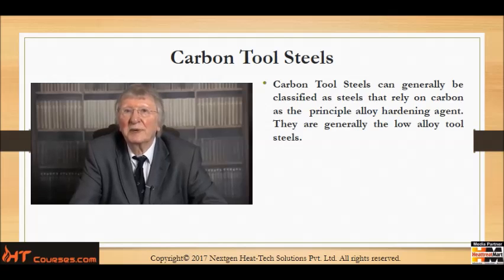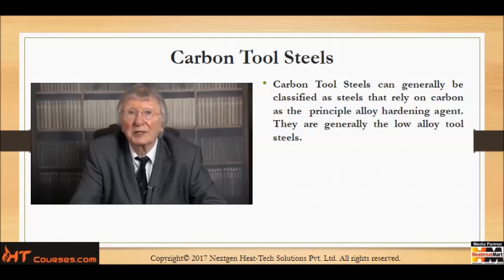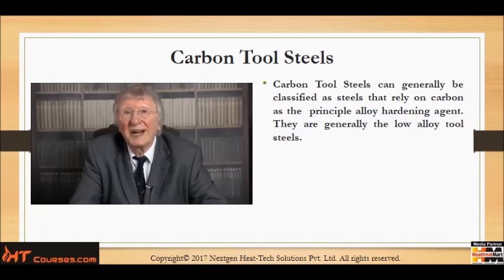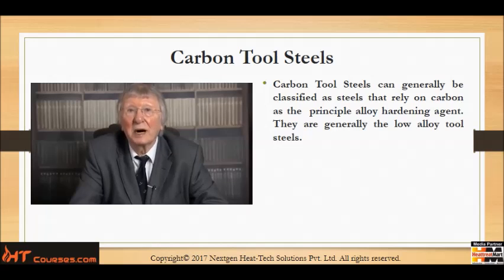Carbon steels then can be generally classified as steels that rely on carbon as the principal alloy hardening agent. In other words, carbon is the magic ingredient that makes iron into steel and makes the steel become harder.